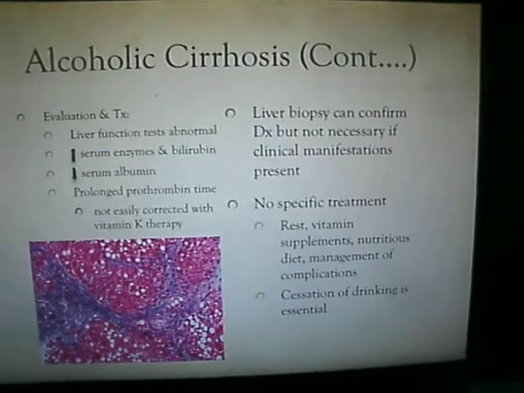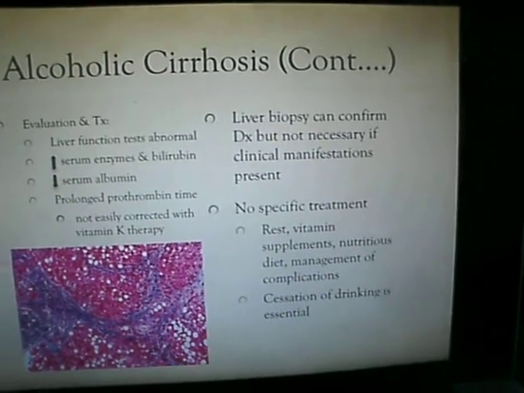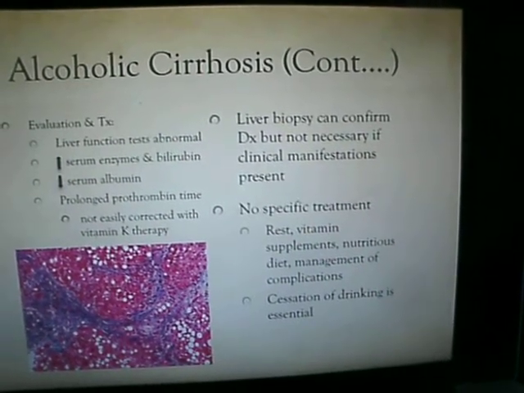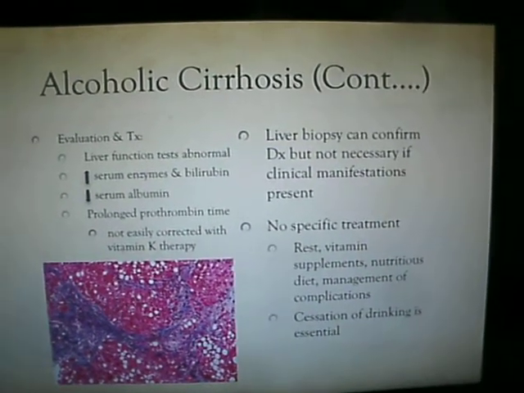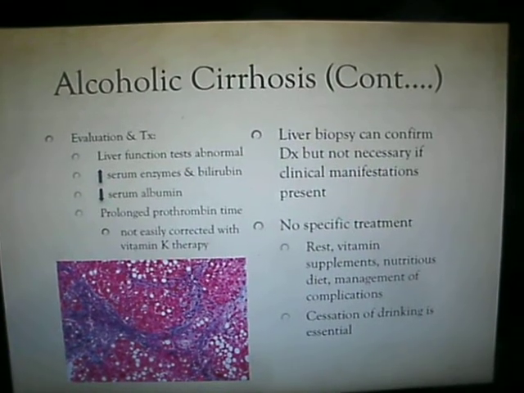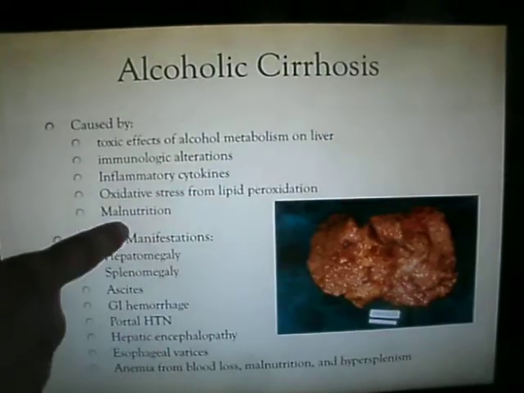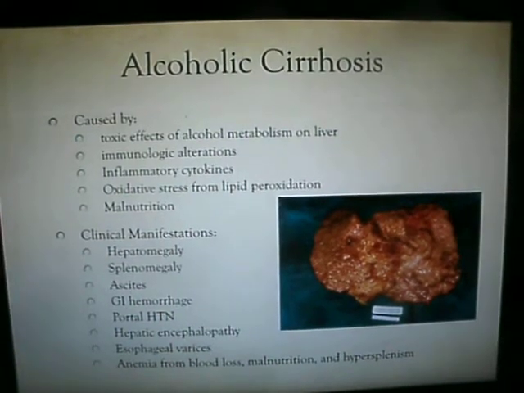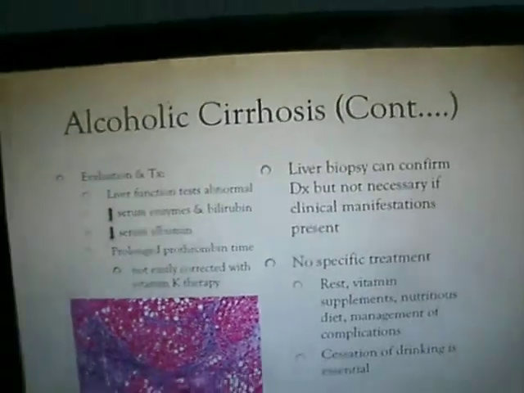Evaluation and treatment of alcoholic cirrhosis include that the liver function tests will be abnormal. You will see an increased amount of serum enzymes and bilirubin and decreased levels of serum albumin, as well as a prolonged prothrombin time. Liver biopsy can be used to determine if someone has alcoholic cirrhosis, but if you see any of these clinical manifestations right here, then it's not necessary to do so. This is a liver biopsy of alcoholic cirrhosis.